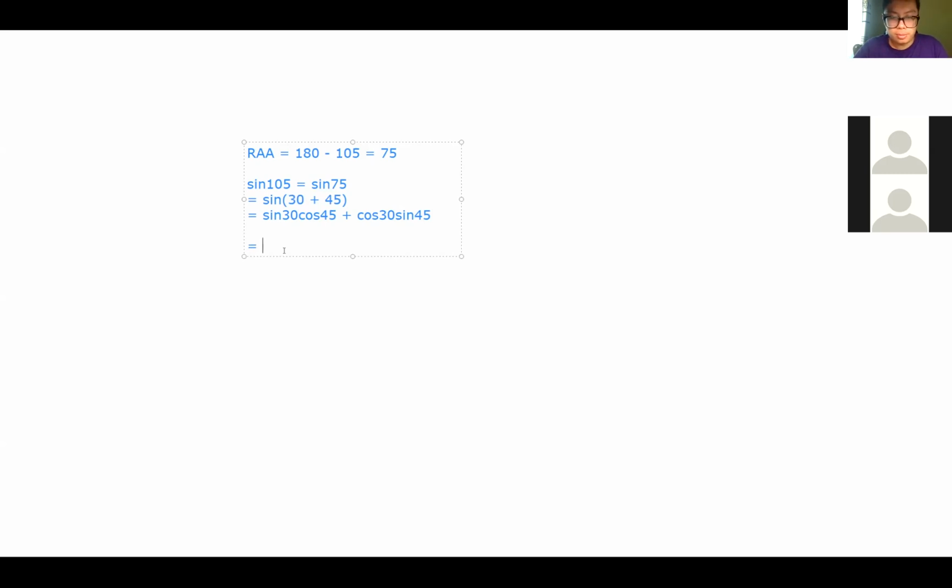Now we will substitute. It's probably better to write this out because there are lots of fractions. So sine of 30 is 1/2. Cosine of 45, square root 2 over 2. Plus cosine of 30, that is square root 3 over 2.